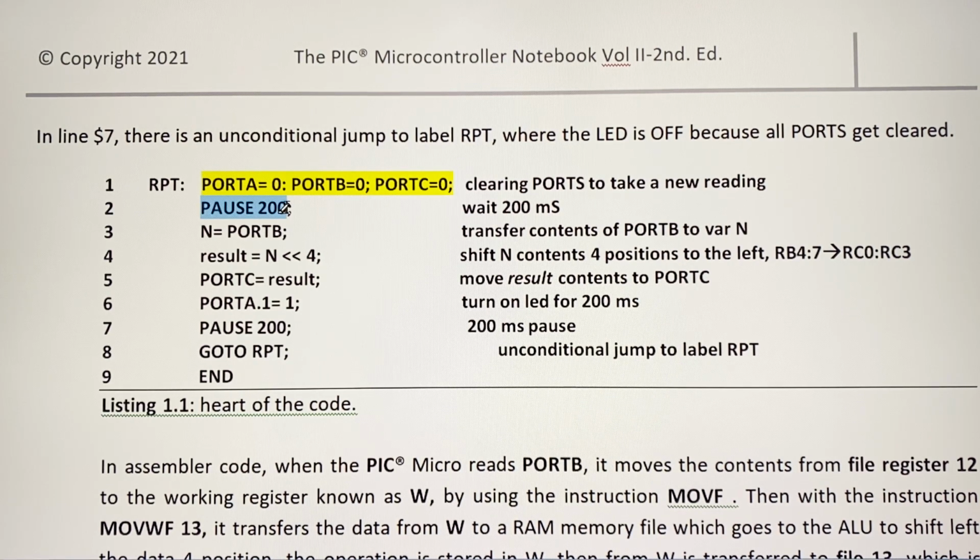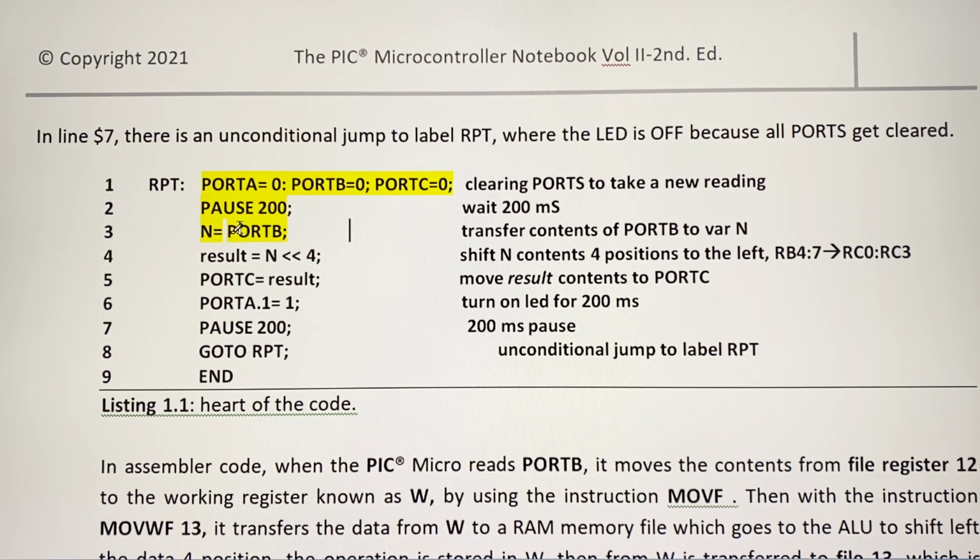We place here a pause of 200 milliseconds to wait after clearing the ports. This is a variable. You can include these pauses at any time in the beginning of the code. I do it especially because when you turn on the power supply, I wait these milliseconds to have the power supply voltage stable. Now the contents of port B are transferred to variable N, okay?